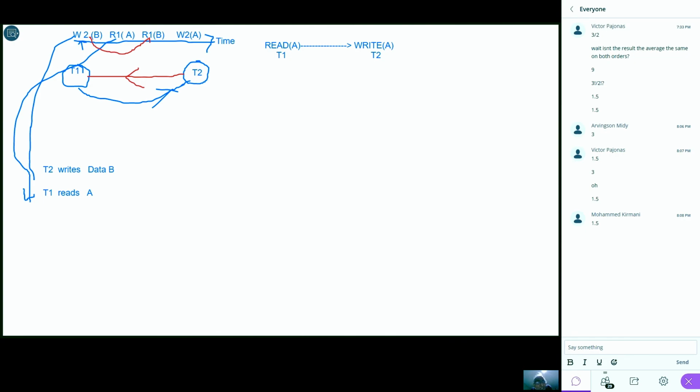Now, is it possible for transaction 2 to come first and 1 to come first? No. This is what we call a cycle in the graph. If there is a cycle in the graph, this particular schedule, which is non-serial, cannot be serialized. So the concurrency control will not let it go. They'll kill it. They will not let it go.